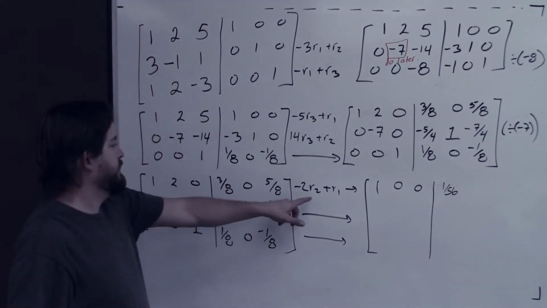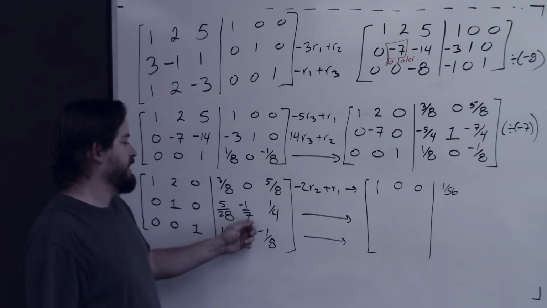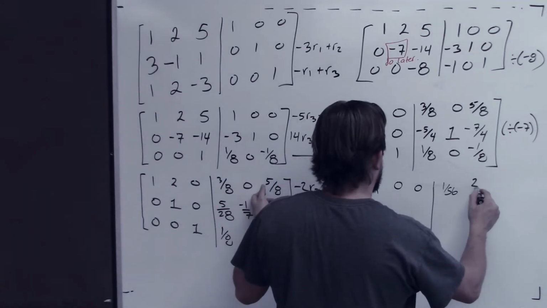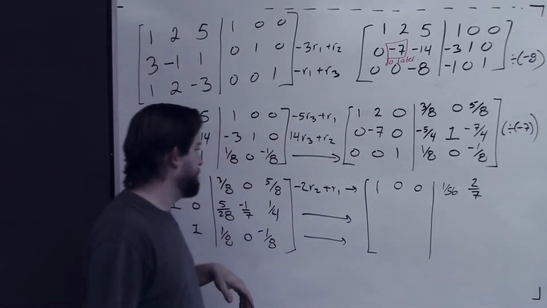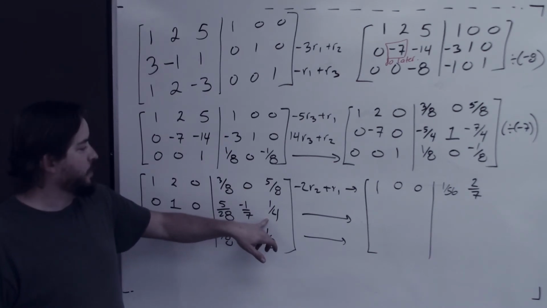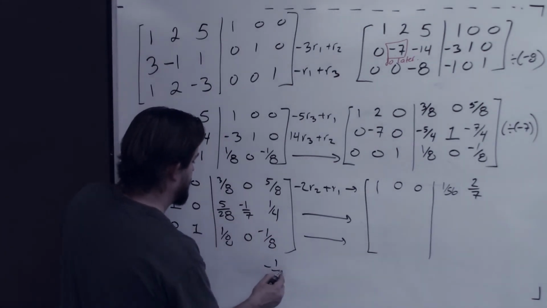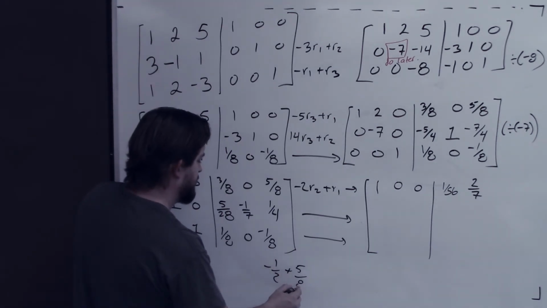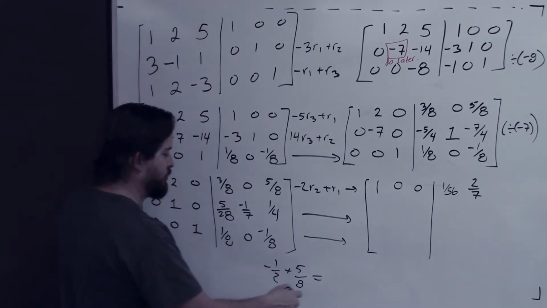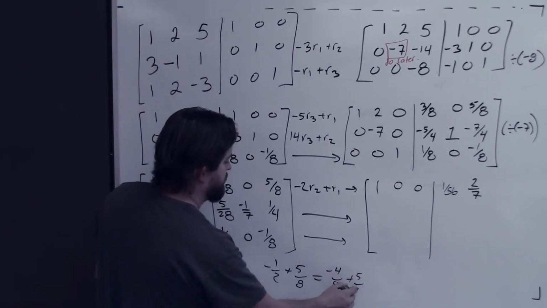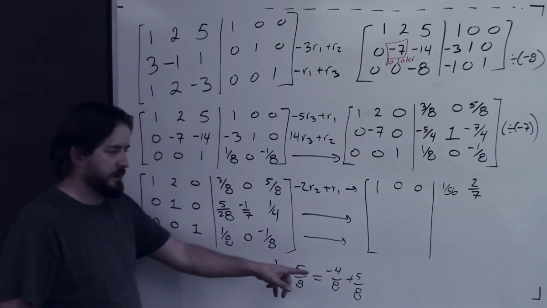The next guy here, negative 2 times negative 1/7 is a positive 2/7, plus 0 is 2/7. Negative 2 times 1/4 is negative 1/2, plus 5/8 is the same as negative 4/8, plus 5/8. That's 1/8.